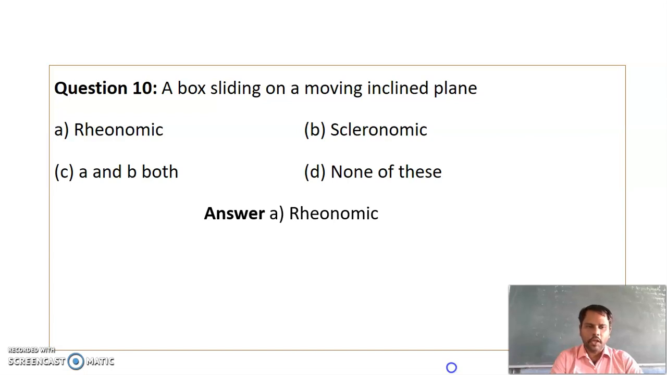So students, in this session we learned scleronomic and rheonomic types of constraints. So in the last 2 sessions we learned about constraints and types of constraint motion.